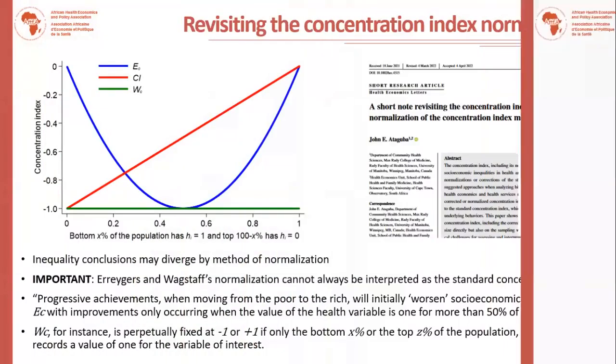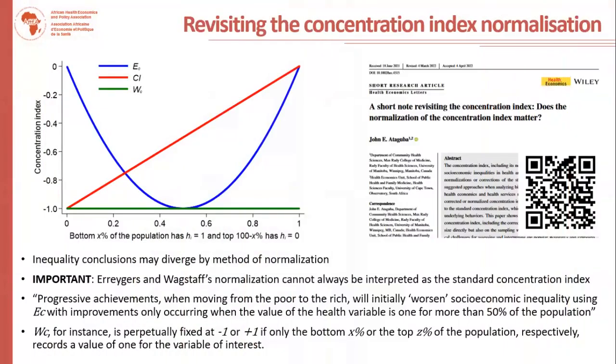I've shown that progressive achievements when moving from the poorest to the rich will initially worsen socioeconomic inequalities using one, and then it starts improving when you reach 50% of the population. So you have a mirror distribution. The worst distribution is the one where 50% of the population has whatever X or H is, which shouldn't be the worst distribution. The worst distribution is where the poorest person has that ill health. Only the poorest guy, not the bottom 50% of the population. It can't be the worst. It can never be the worst distribution of inequality you ever get.